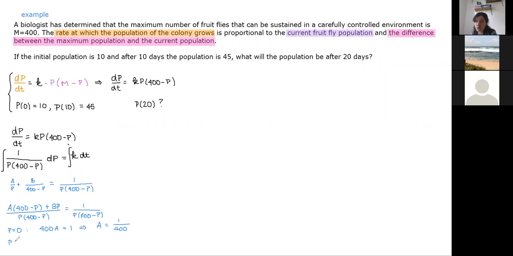And then I'll have to evaluate this when p is equal to 400. The reason that I want to do this when p is equal to 400 is because then I will cancel out the first term of the fraction over here, which means that I'll be able to only worry about the second term over here. So if that's the case, then I know that 400 times b will have to be equal to 1. And so to guarantee this, I'm going to have to choose that b is equal to 1 over 400.